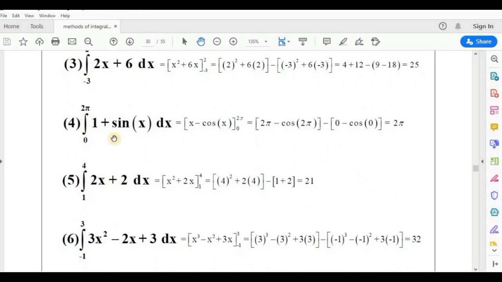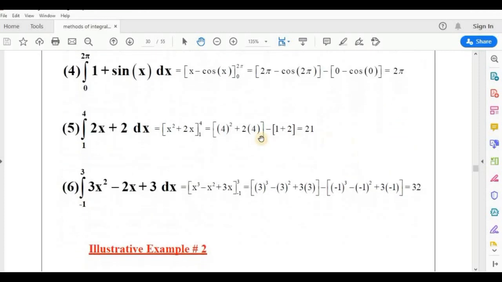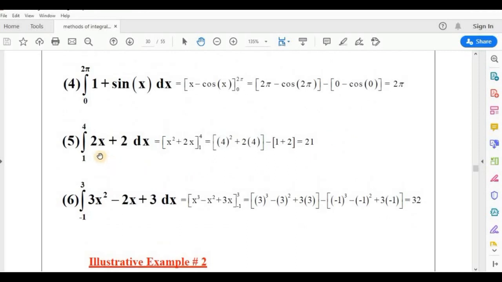Same idea here. The integral of this function is x minus cosine x, and the final result of this integral is 2 pi. Same idea here. The integral of this function is x to the power 2 plus 2x, and the final result after substituting the value of x will be 21.